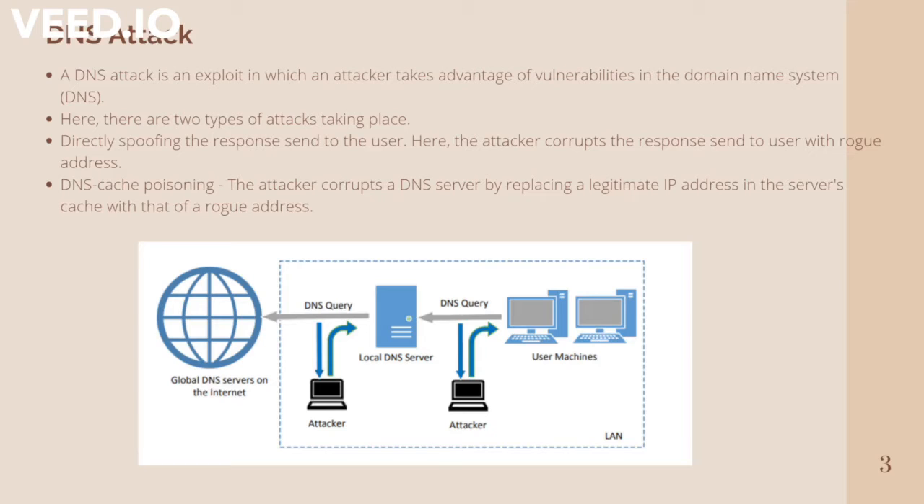Going to the next slide, let's see what basically a DNS attack is. In a DNS attack, the attacker will take advantage of the DNS system. That is, he will send malicious IP addresses when the user sends a request for a website. Here, I'm performing two types of attacks. In the first attack, we are directly spoofing the response sent to the user.